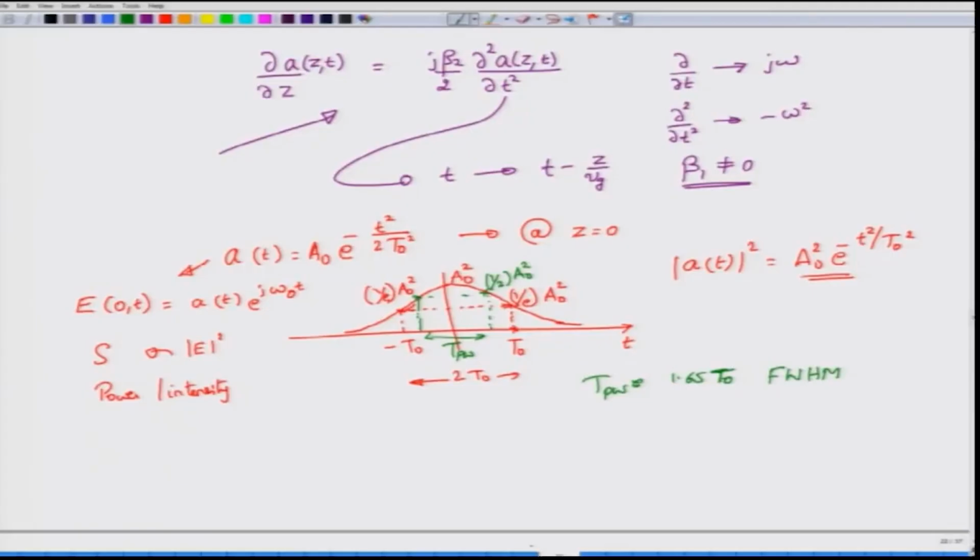What does FWHM stand for? It stands for full width at half maximum. So, it is basically the full width, that is the width of the pulse where the power has dropped down to half the peak power.